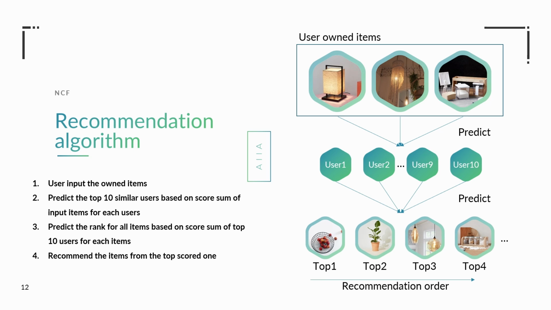First, the user inputs the owned items, and then we predict the top 10 similar users based on the square sum of the input items for each user. Then we predict the rank for all items based on the square sum of the top 10 users for each item. And finally, we recommend the items with the top scores.